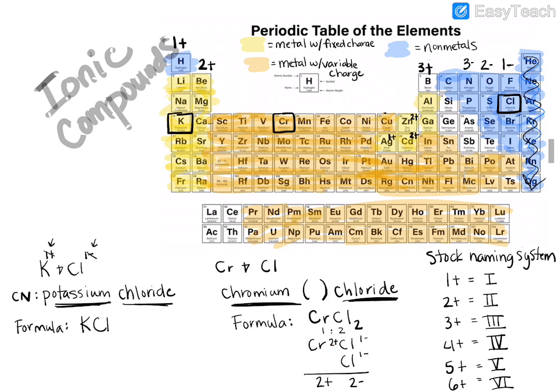But we have to use what is known as the stock naming system. I can't just write 2 positive here. I have to put a Roman numeral 2, which represents 2 positive. So this formula right here, CrCl2, represents the chemical compound chromium(II) chloride, all right? So you see that there's a bit more work involved in naming or giving the chemical name of an ionic compound, right? We were talking about ionic compounds where there is a metal with what is known as a variable charge.